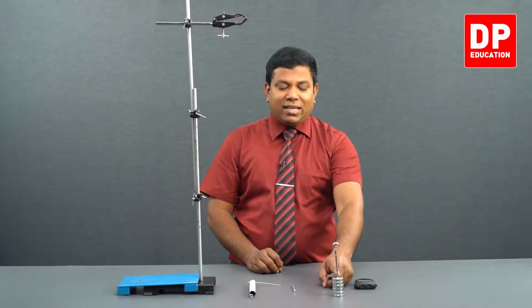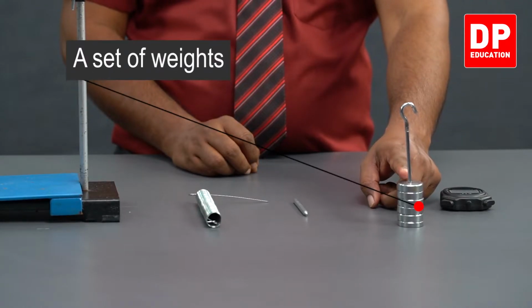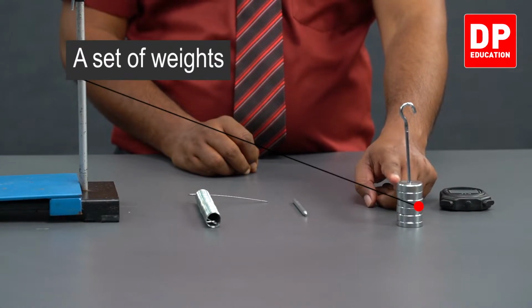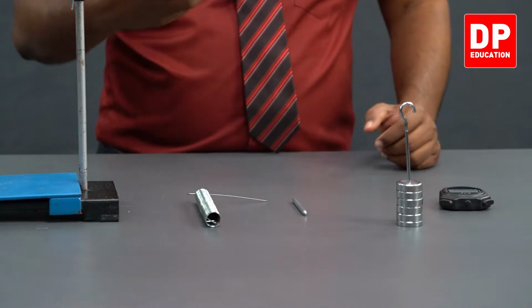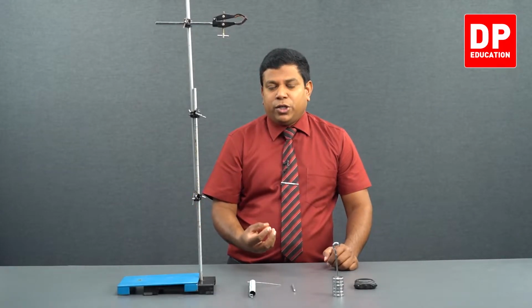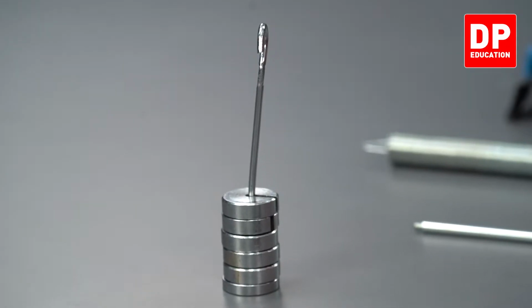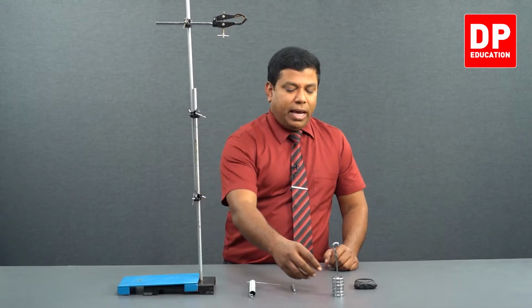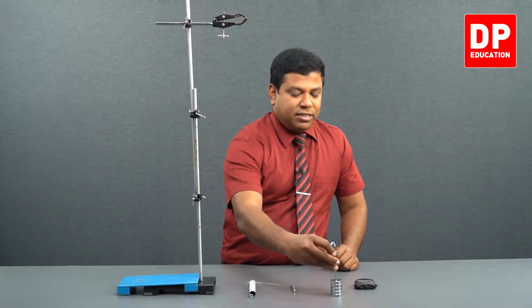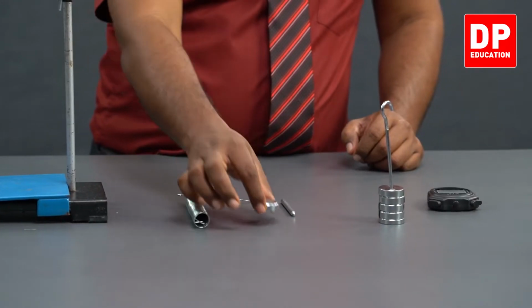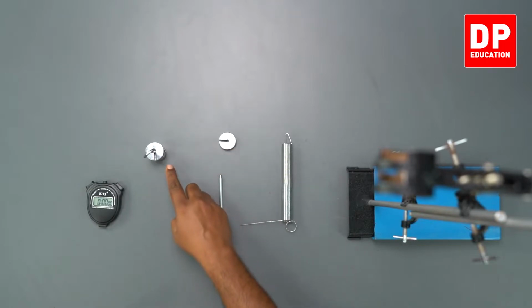This is the set of masses, each 50 gram. We will be fixing these masses one by one to increase the mass. I told you we are going to change M and measure T, right? So to change M, we will be using masses. You can see there are different masses. Each of these is 50 grams, likewise, there is a set of masses.